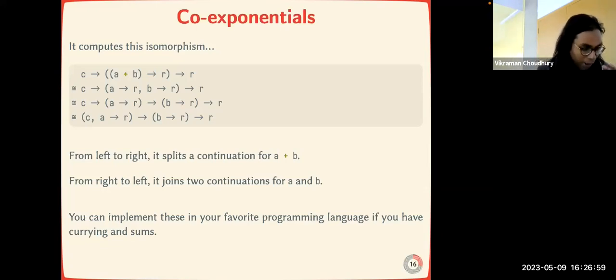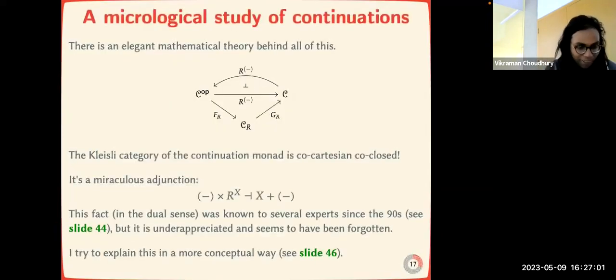Okay. I didn't come up with this by writing programs, but there is a nice conceptual way of understanding how all of this works. So if you know about simply typed lambda calculus and Cartesian closed categories, there is a way to use the continuation monad to produce the complete dual, which is the co-Cartesian co-closed category.